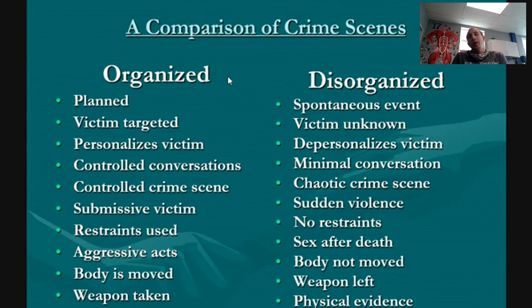So basically, we can look at a crime scene and look at whether restraints were used on the victim. Is it a chaotic crime scene? Was there breaking and entering? Was there a weapon that was left behind? Was there a lot of physical evidence? And if there was, we can assume that it was a disorganized serial killer. And conversely, we can look at whether there were not really many signs of a struggle, or if restraints were used, things like that, to figure out if they were organized.